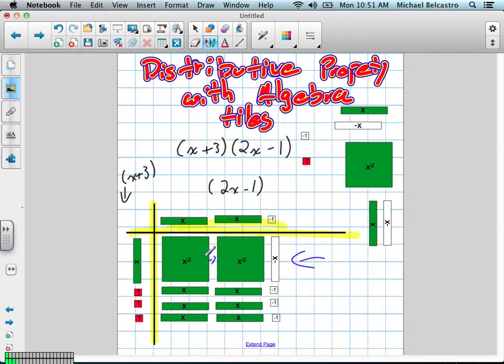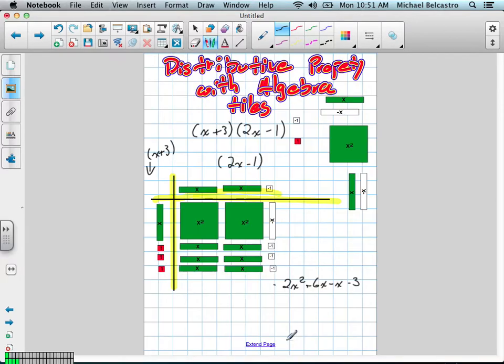We're going to combine like terms. How many x squareds do I have? 2. So to start off, I have 2x squared. How many positive x terms do I have? 6. So positive 6x. How many negative x terms do I have? So negative x. And how many negative 1s do I have? 3. Negative 3.